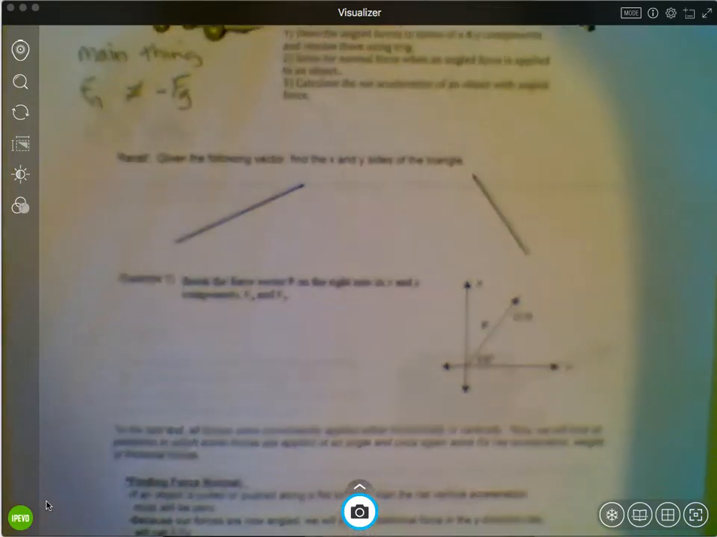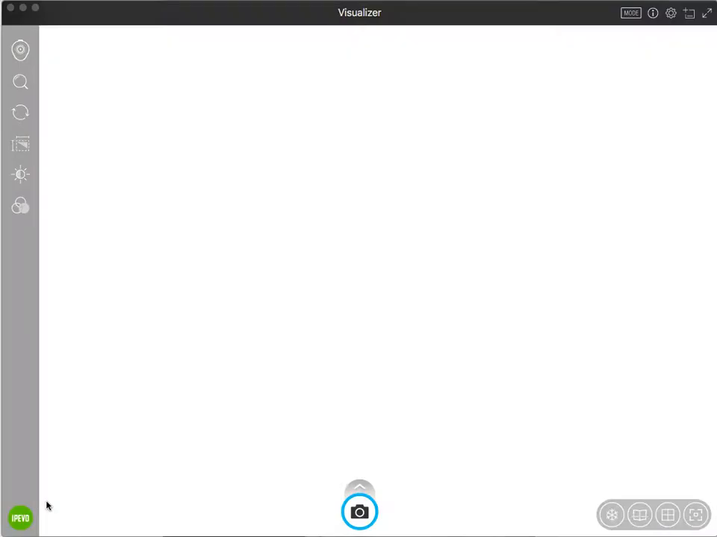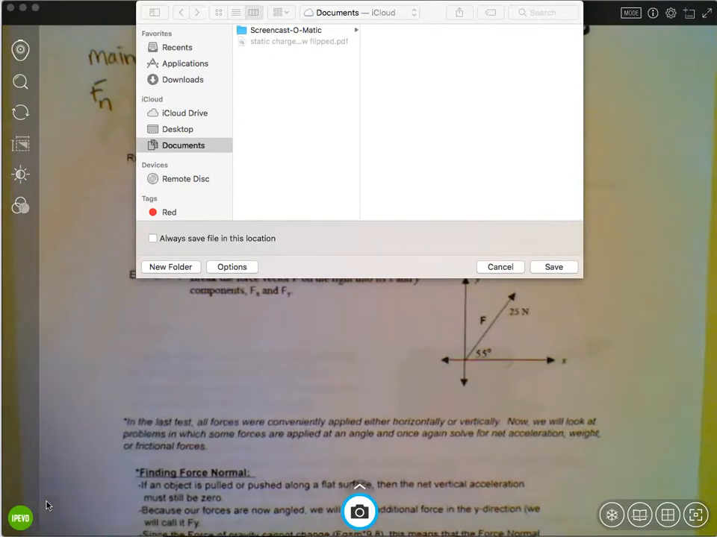All right, I'm going to try to get this thing to stop doing that annoying in and out thing. Whoops, that's not what I meant to do.